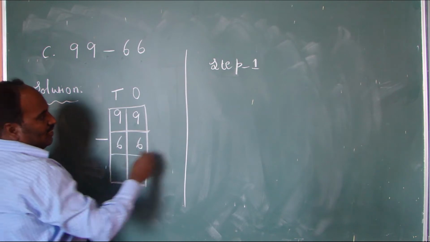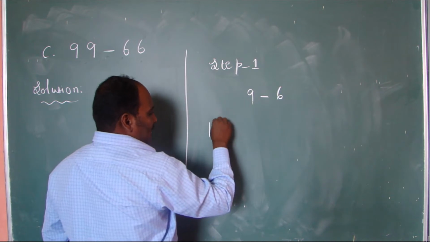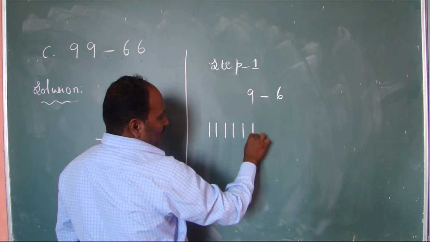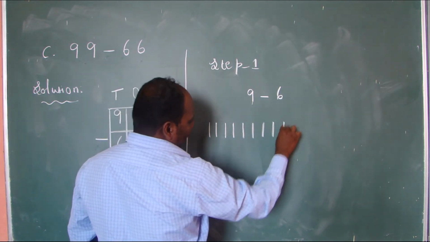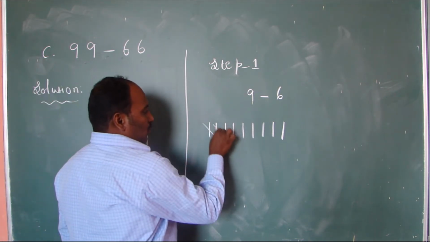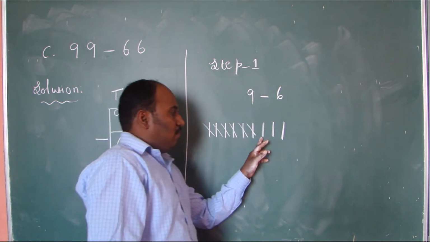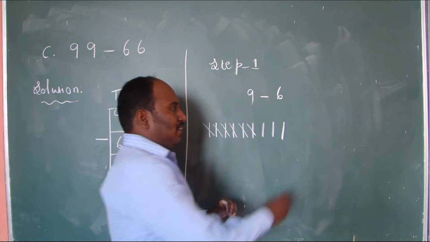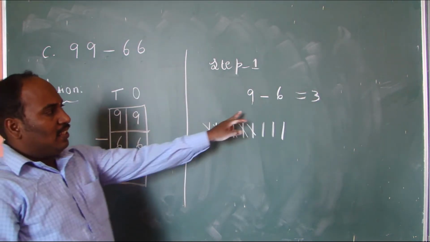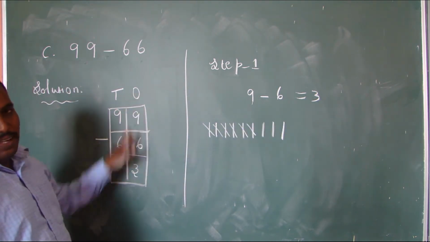9 minus 6. We will draw the 9 sticks, 1, 2, 3, 4, 5, 6, 7, 8, 9. 9 minus 6 sticks, 1, 2, 3, 4, 5, 6. Remaining 1, 2, 3. So our answer is 3. 9 minus 6 is equal to 3. The number 3 write in ones place.